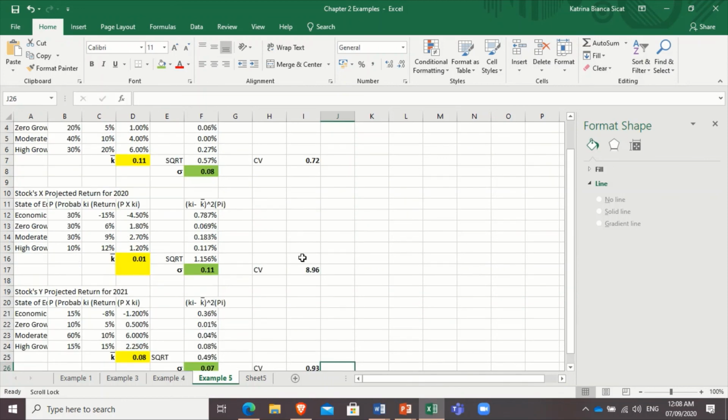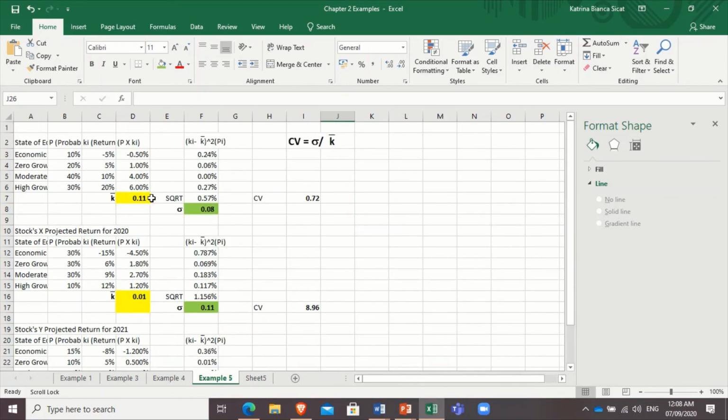So there you go. That's how you use expected return, standard deviation, and coefficient of variance in terms of measuring the volatility of the risk or the volatility of the return that you actually project. So ito yon, yung expected return. So this signifies the volatility of this particular return.